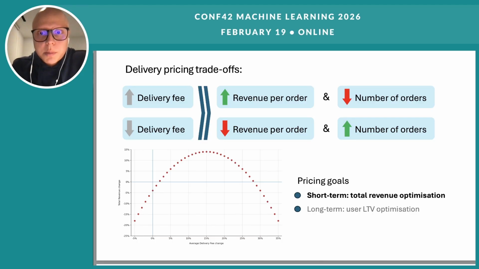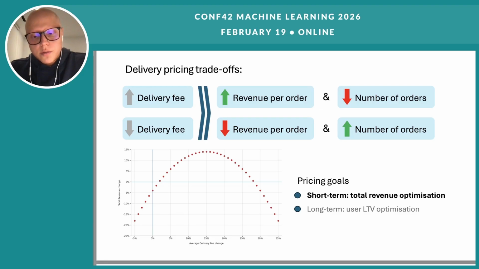So today we will be talking mainly about the problem of short-term revenue optimization and what are the trade-offs that we have. If we consider only short-term revenue, they are quite trivial. If you increase the delivery fee too much, so if you charge too much from users for delivery, then you have revenue growth per order, but the number of orders declines because, yeah, it's obvious.